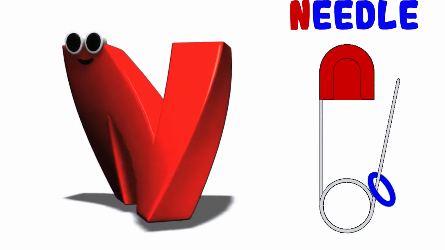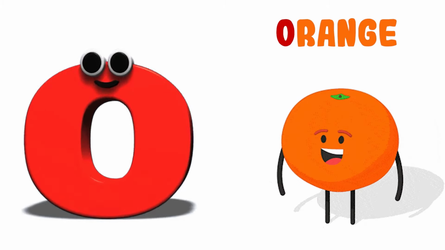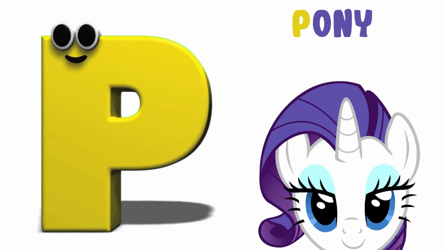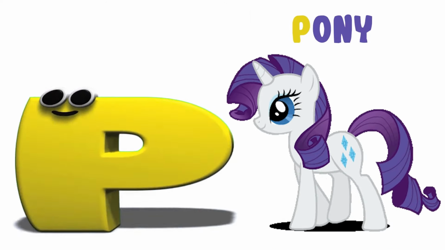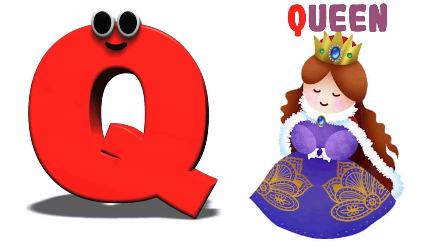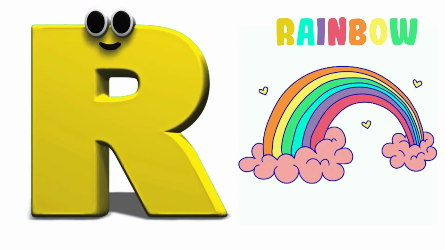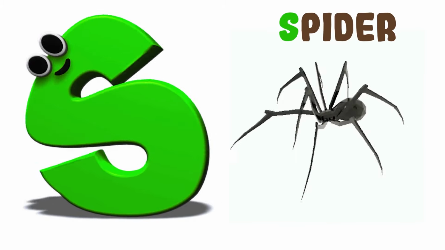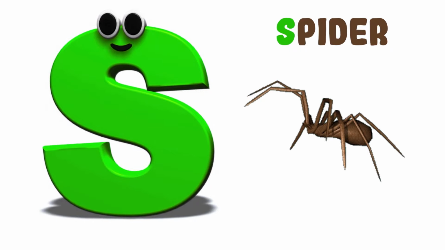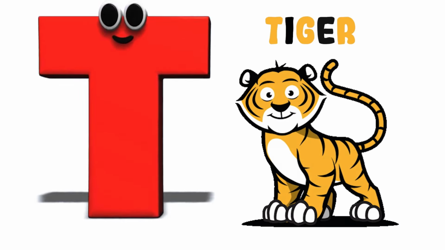Needle. N, needle. O is for orange. Orange. O, orange. P is for pony. P, pony. Tiger.